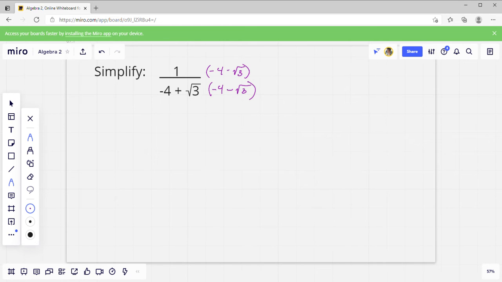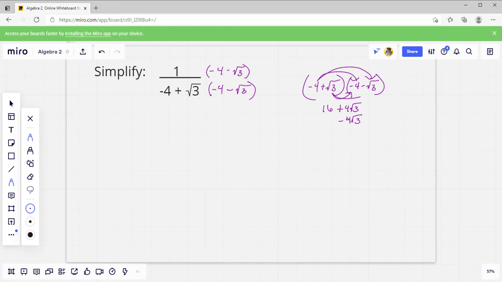All right, now let's notice something. If we rainbow this, so we've got negative 4 plus the square root of 3 times negative 4 minus the square root of 3, let's see what happens. First we're going to do negative 4 times negative 4, and that's going to be positive 16. Then negative 4 times negative square root of 3, that would be positive 4 times the square root of 3. Then square root of 3 times negative 4, which would be negative 4 times the square root of 3.